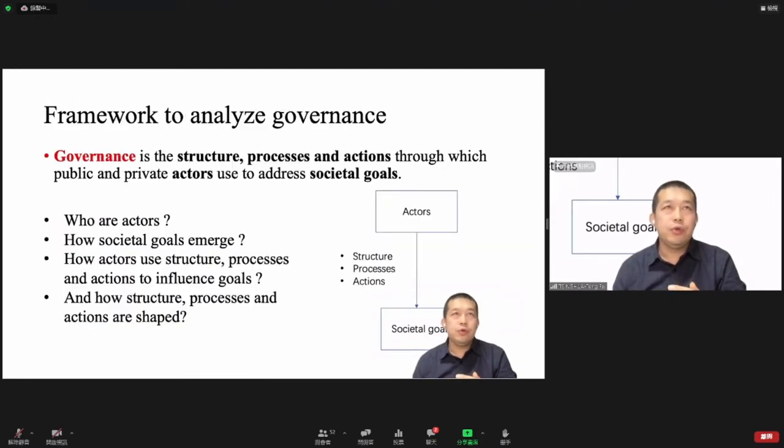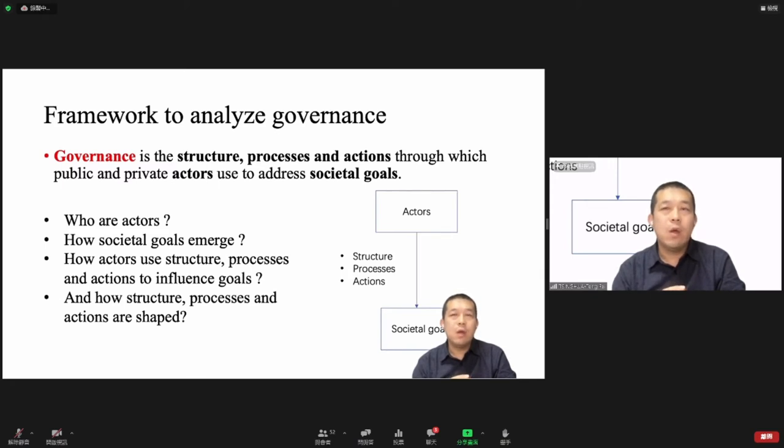And we will use a framework to analyze the whole story as an example of the governance. Firstly, we'd like to define the governance as follows. We call governance the structure, processes, and actions through which the public and the private actors address social goals. So in this definition, we have several key components.